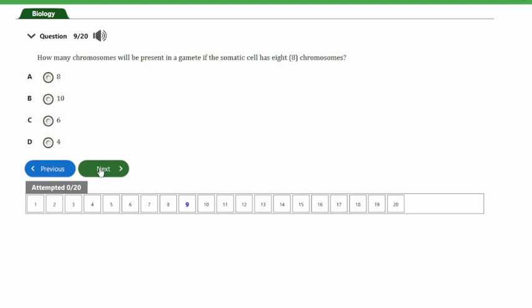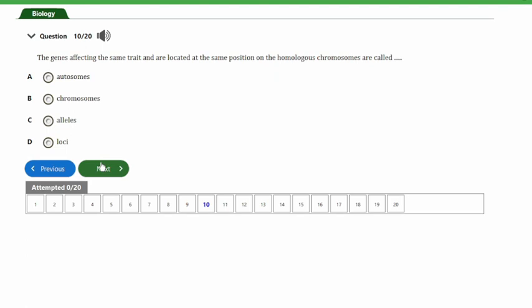So let's go ahead and check out these options. Option A says 8, option B 10, option C 6, option D 4. So guys, without wasting much of our time, let's choose the right answer to this question, and that's option D. So let's look at the next question, guys, and that's question number 10.